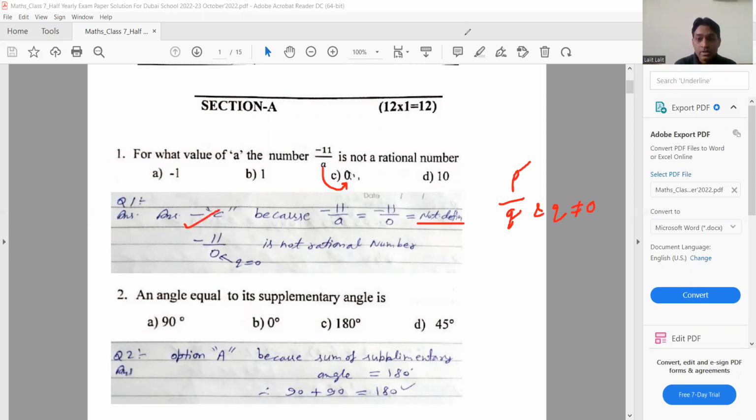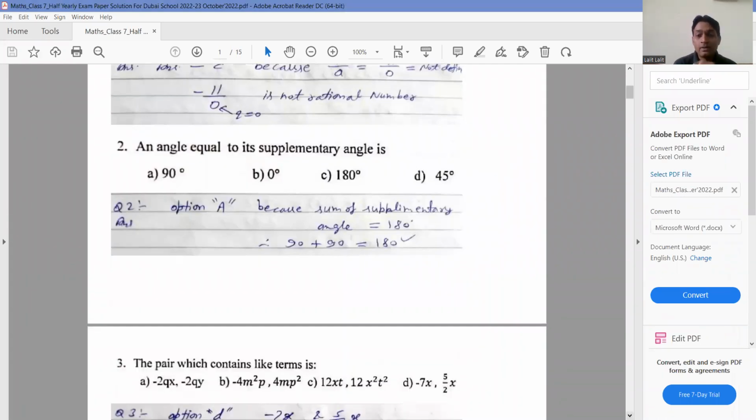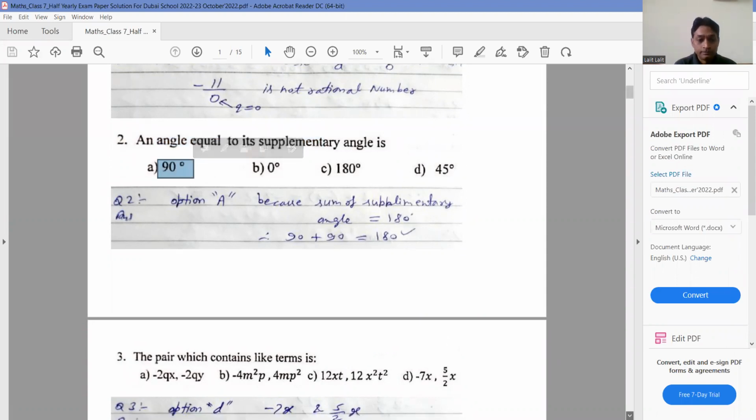Second question: an angle equal to its supplementary angle is. The definition of supplementary angles: two angles whose sum is 180 degrees are called supplementary angles. If one angle is 90, the second angle is also 90, because both angles should be equal as per the question. 90 plus 90 is 180. So the correct answer is A. Option A is correct.